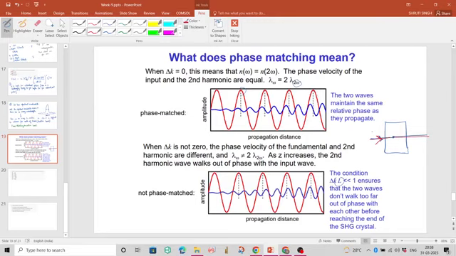So this is what is written here. The condition delta k into L should be very less than 1 ensures that the two waves don't walk too far out of phase. I am denoting this situation as the out of phase, and if they are like this overlapping, then suppose they are in phase. They don't walk too far out of phase before they reach the end of the crystal.